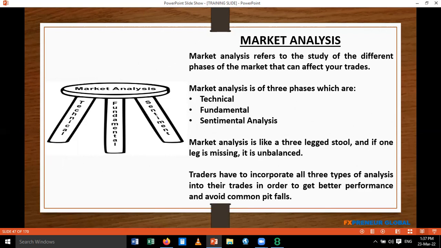Now, these three different types of analysis have to be incorporated. You have to incorporate these three analyses on your trade. You cannot do technical and fundamental and forget sentimental. You have to incorporate all three of them before you can decide to take a trade.